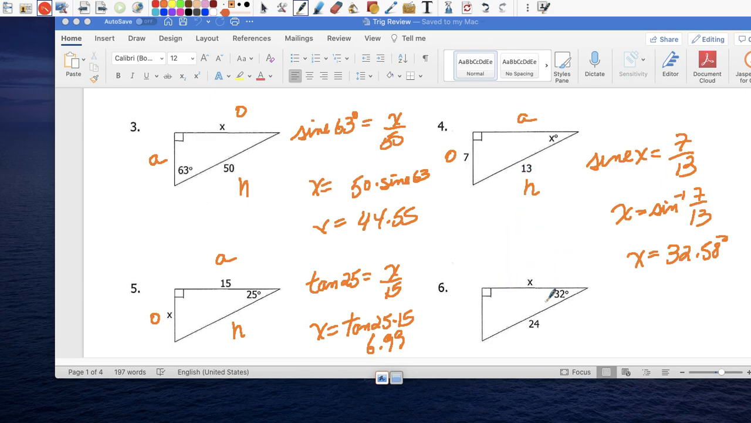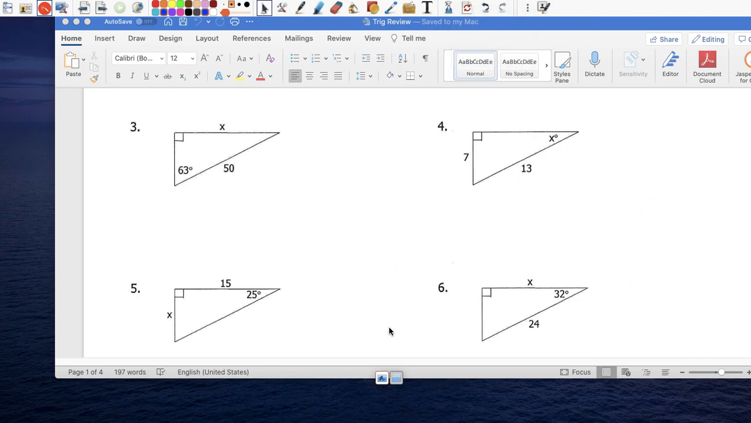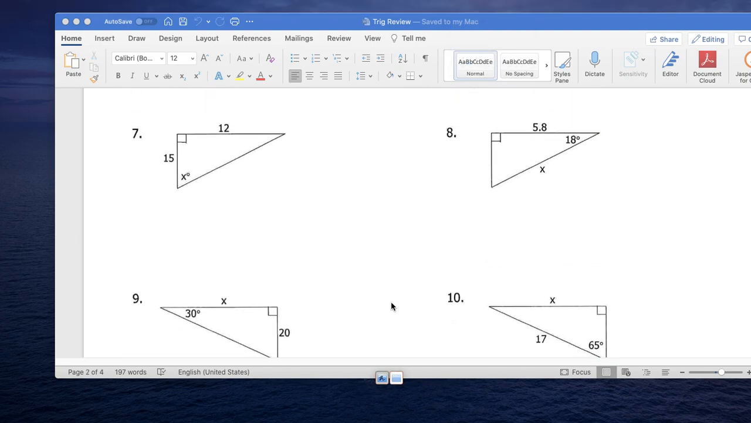From 32, this is the opposite, this is the hypotenuse, this is the adjacent. So we want to use a function that uses adjacent and hypotenuse. That would be cosine. So cosine of 32 is adjacent over hypotenuse. Again, cross multiply. Very repetitive, right? So we're going to get 24 times cosine of 32, and that's going to give us 20.35. That's the length of x. I guess I'm doing all these problems. They're not that bad.